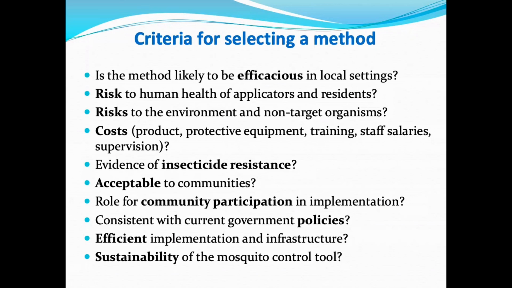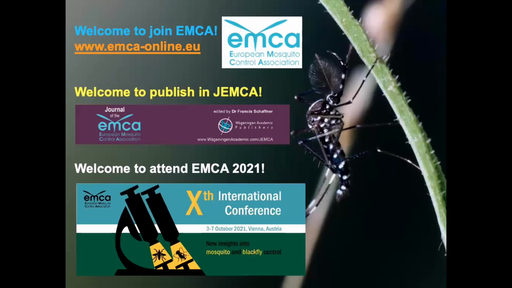And of course, the sustainability of the mosquito control in the long term is one important aspect to consider. So it's not exhaustive. Maybe there are other questions. For sure, there are other questions to address when choosing the method, but these are examples and guidelines. Next slide. So I hope that was clear.